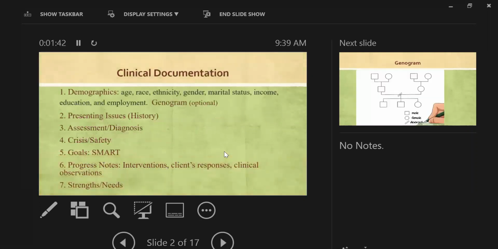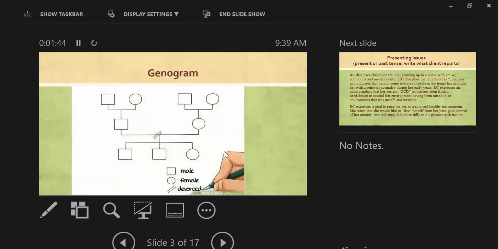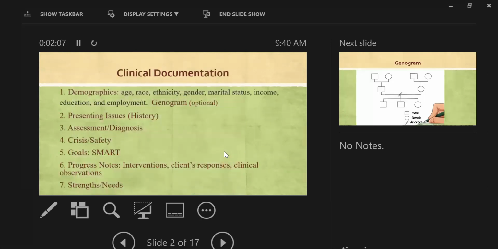So this is a genogram. That can be included in your case notes, but that's just optional. I'm just wishing to share the various information that we can include in our documentation. Okay, so identifying information. Then presenting issues.